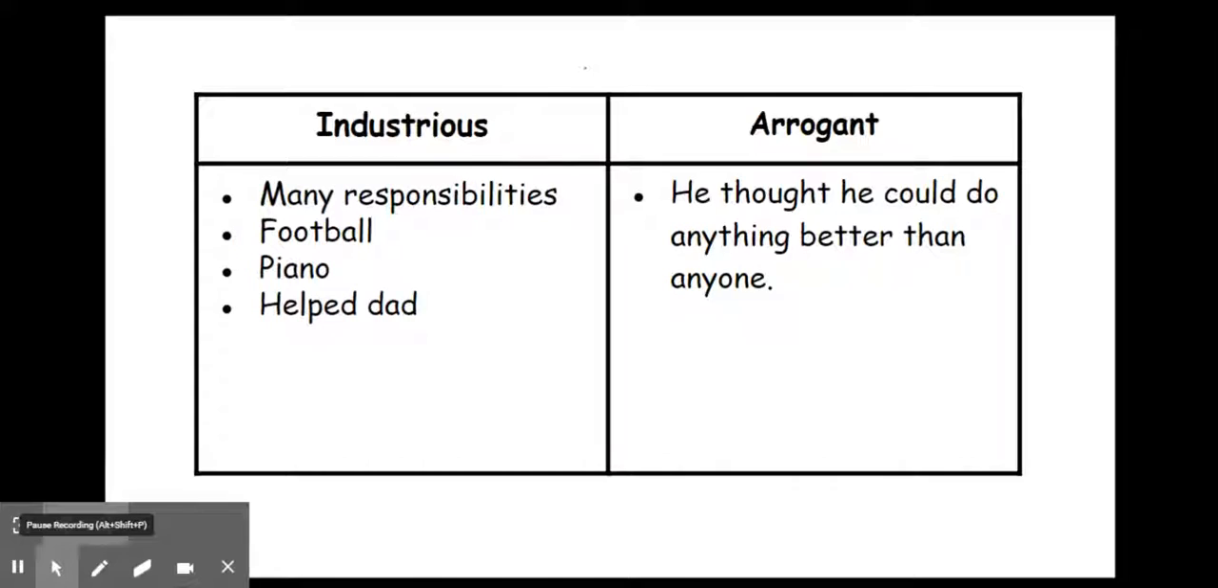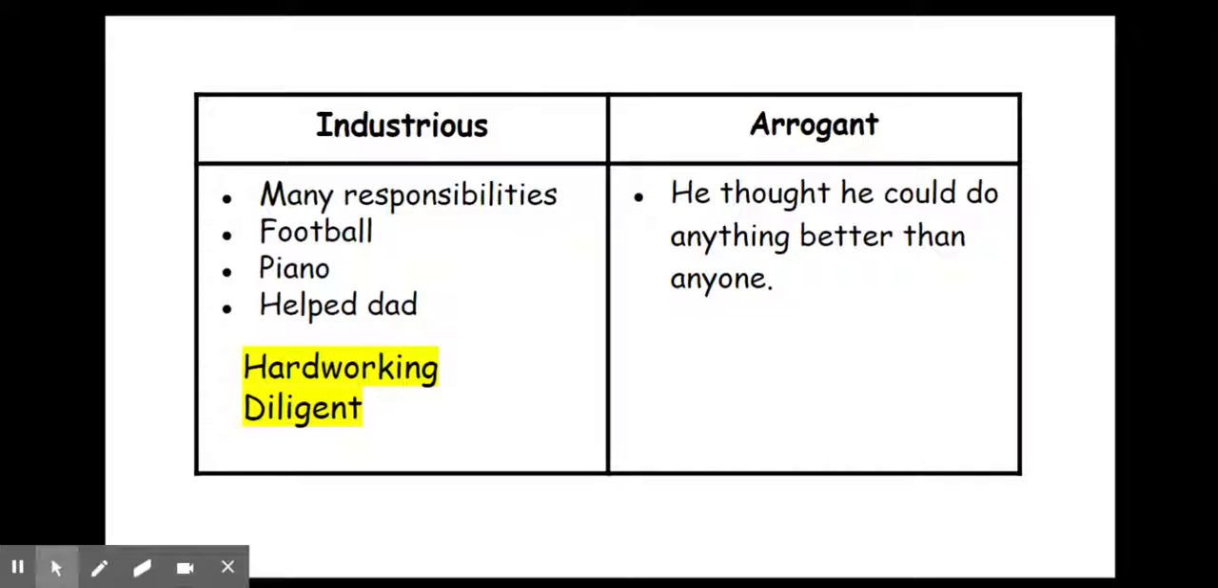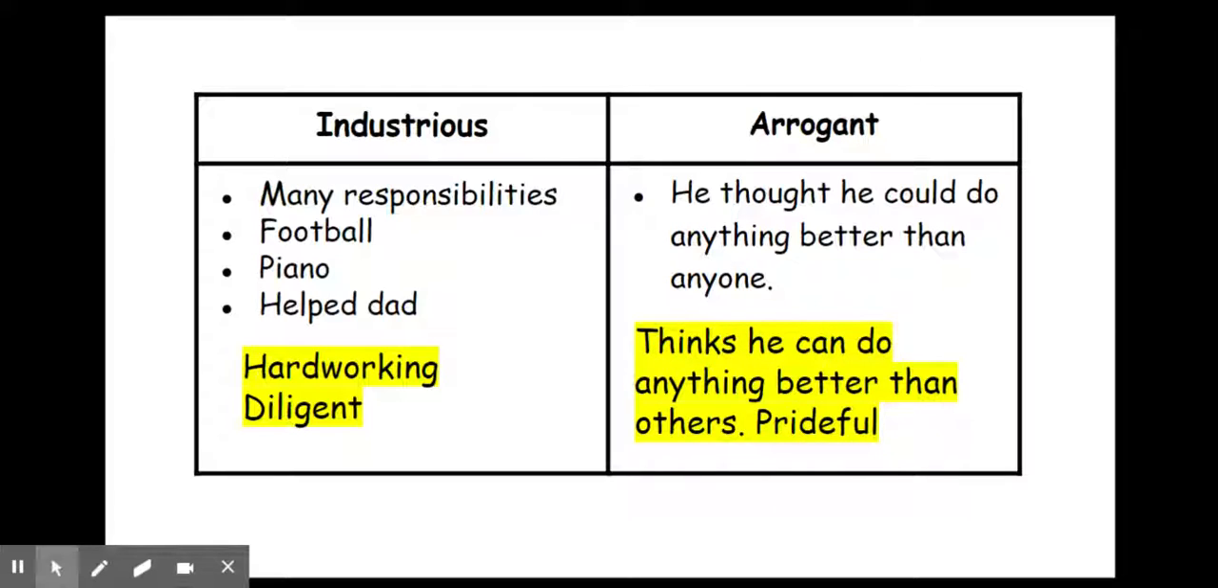Remember, graphic organizers can help us to organize the information from a text or a book we're reading. So, industrious and arrogant. We took some of the phrases and sentences and words from the passage. He had many responsibilities. He played football, he took piano classes, and he helped his dad. Industrious must mean busy, hardworking, diligent, because he did a lot of things, including getting up early helping his dad. And then we have arrogant. He thought he can do anything better than anyone. This sentence gave us the definition for arrogant, or it gave us a great explanation. He was prideful. He thinks he can do anything better than others.